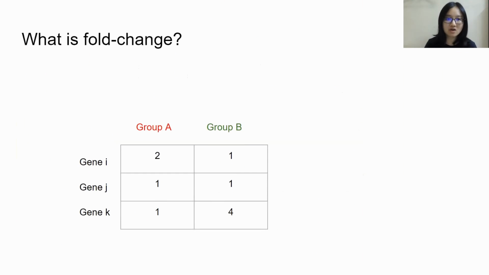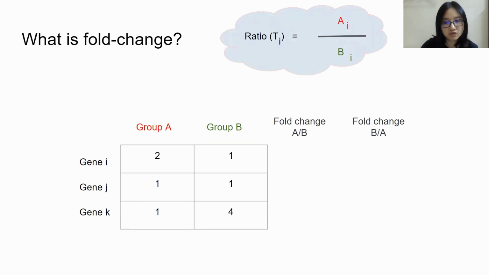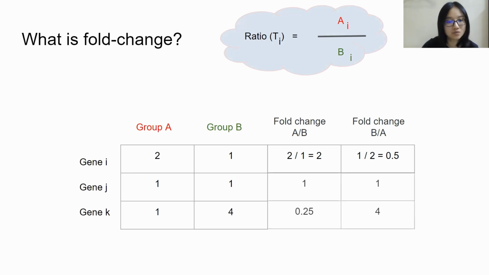Okay, so first of all, what is fold change? Here we have two groups, group A and group B. In order to compare them, the most straightforward way is to get their ratio, the value of A divided by the value of B. For example, the fold change of A versus B is 2/1, which is 2, and the fold change for B versus A will be the reverse.